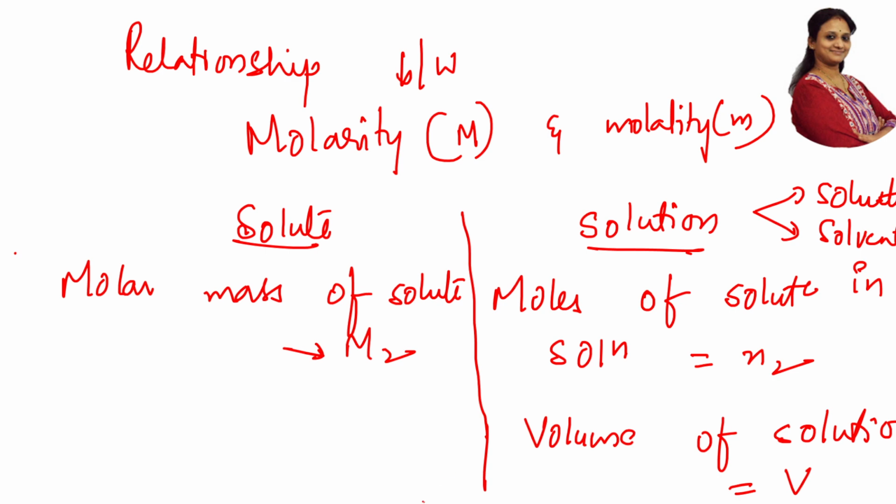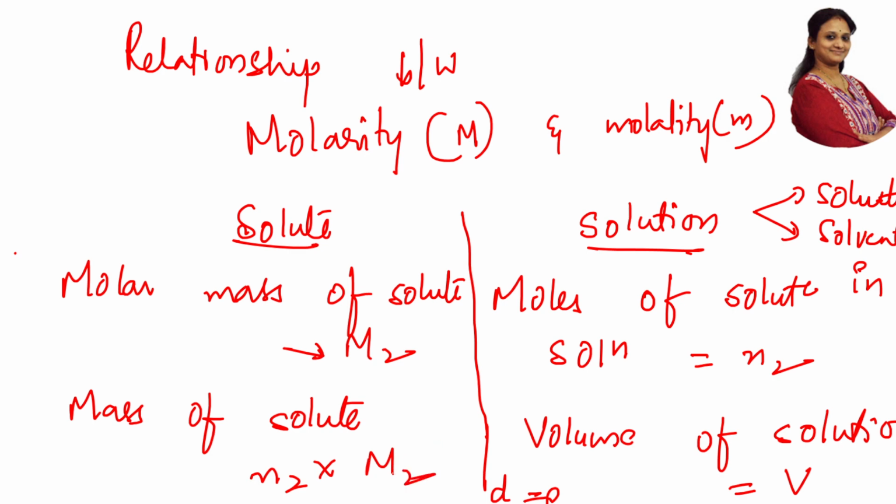Right. Then density of the solution is denoted by rho. This is okay. Now, you tell me, I want the mass of solute. See here, the solute moles are N2 and the molar mass is M2. So what is mass of solute? It is N2 into M2. Correct? Now, further taking these parameters, I am writing one more concept, mass of solution. Why are we doing all this? Because we are relating both, right?